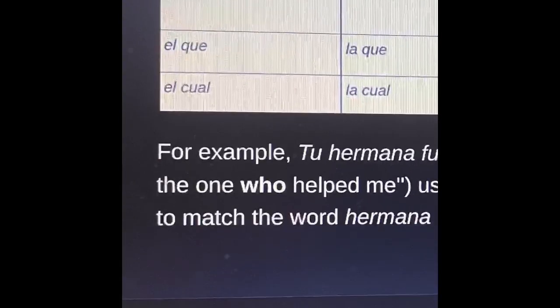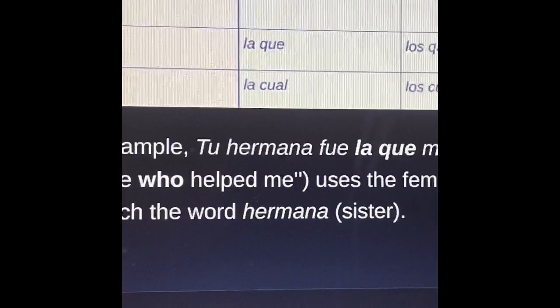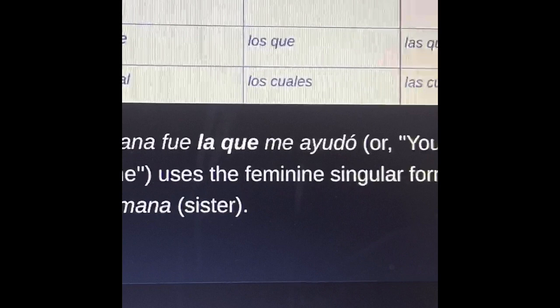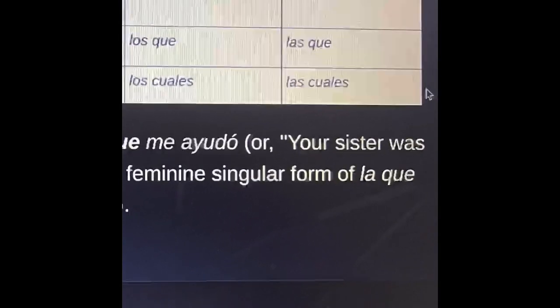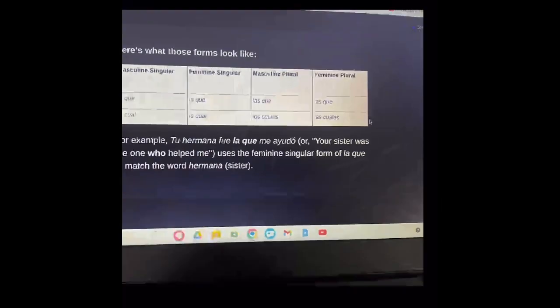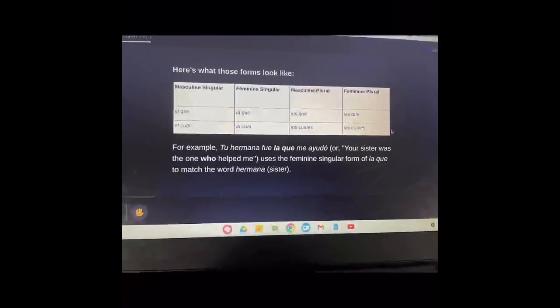Masculine singular, el que and el cual. Feminine singular, la que, la cual. Masculine plural, los que, los cuales. Feminine plural, las que, las cuales. For example, tu hermana fue la que me ayudó, or your sister was the one who helped me. It uses the feminine singular form of la que to match the word hermana, which means sister.